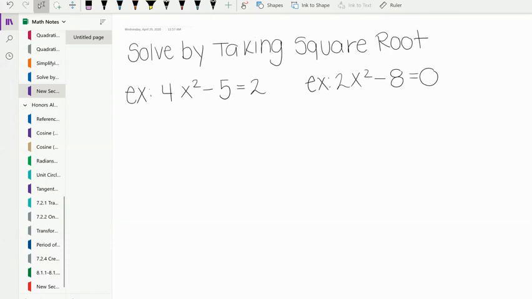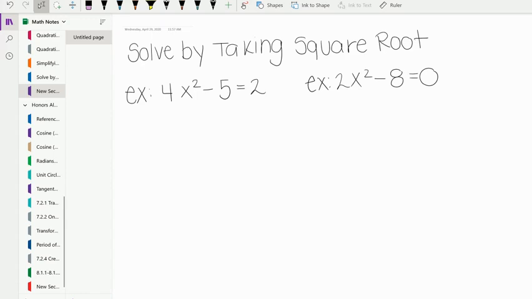We're going to be looking at solve by taking the square root. So we have 5 different methods to solve a quadratic. The first one is graphing, and then we're going to be looking at the next 4 over the next couple weeks, which are solving by taking the square root, completing the square, quadratic formula, and factoring, which we've already looked at. So when we're solving, we're essentially finding the x-intercepts of the graph, or where the graph crosses the x-axis.